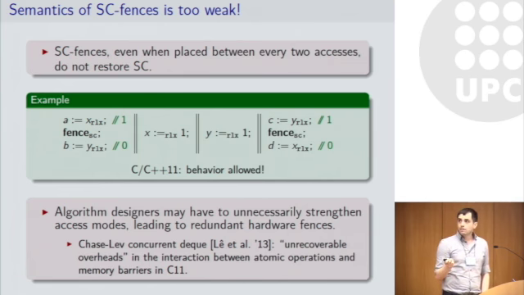And in fact, it's a practical problem for algorithm designers, because they have to unnecessarily strengthen the access modes, and this leads to redundant fences. In particular, we observed in the case of the Chase-Lev concurrent deque, in a citation from this paper of Le et al. from '13, that they have unrecoverable overheads in the interaction between atomic operations and memory barriers in C11, and this is precisely for that reason. The C11 fences are not strong enough for them.